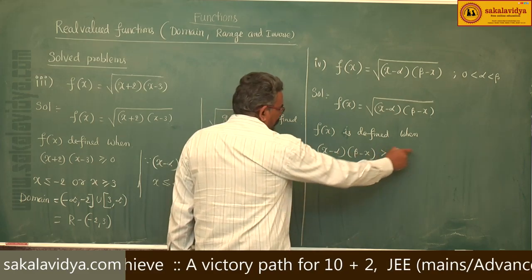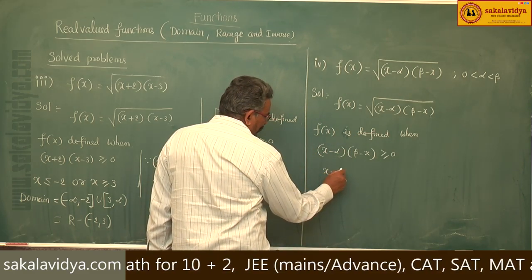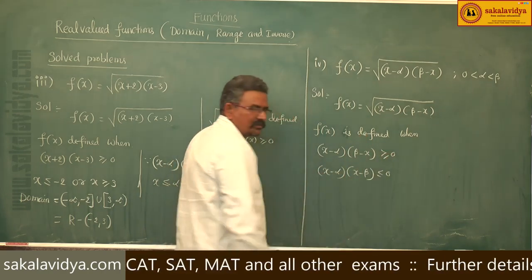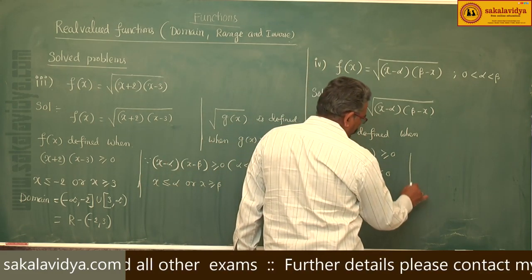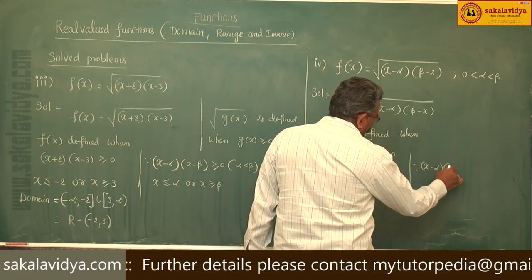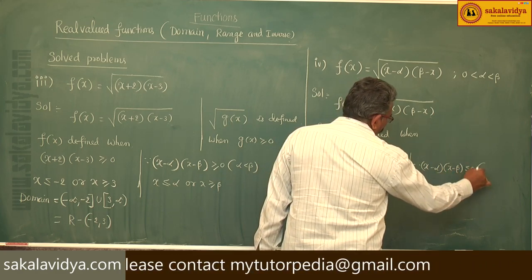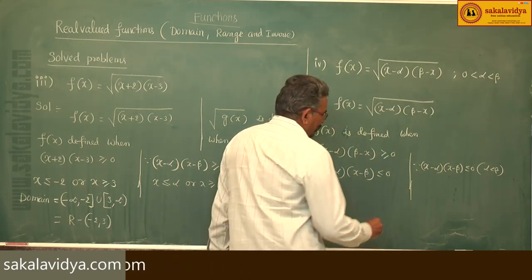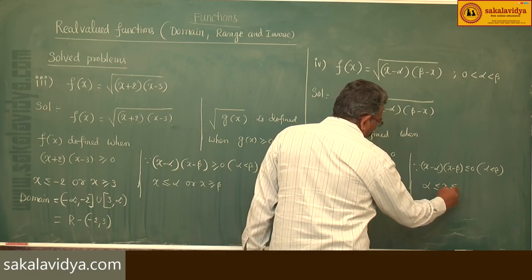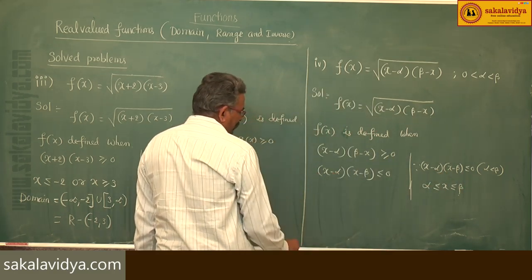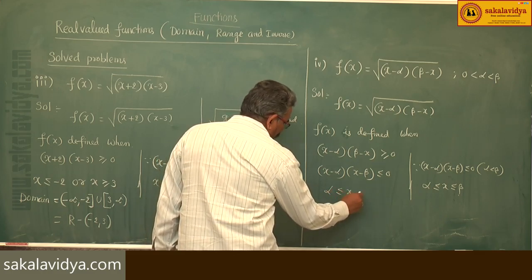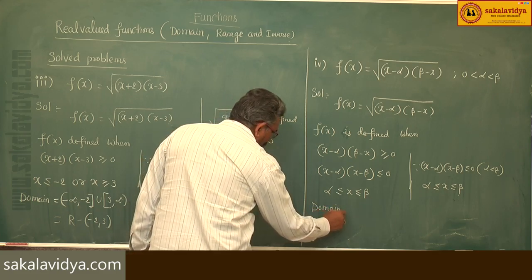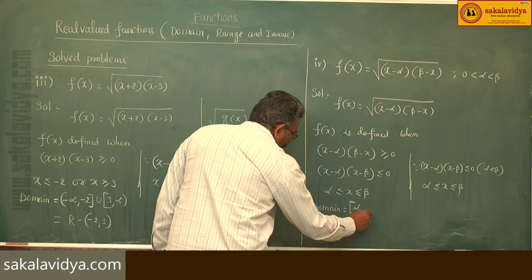Multiply minus on both sides. So x minus alpha into x minus beta, the symbol reverses, less than or equal to 0. Now, we have the formula in algebra: x minus alpha into x minus beta less than or equal to 0, alpha less than beta. Here, x lies between alpha and beta. So alpha less than or equal to x, x less than or equal to beta. So domain is equal to closed alpha comma beta.